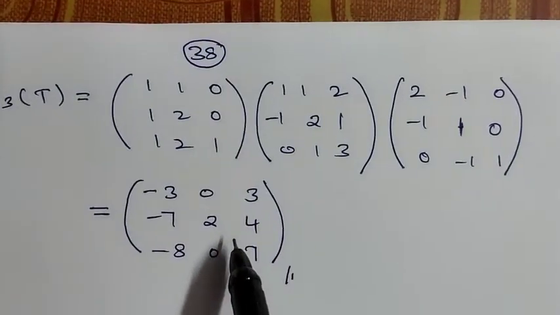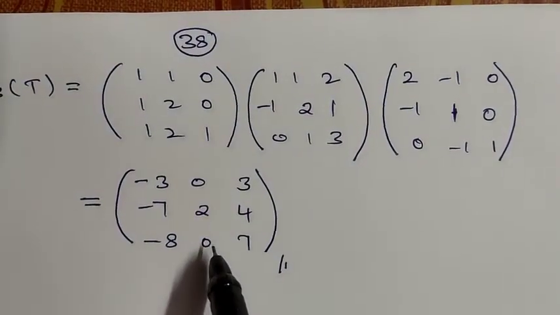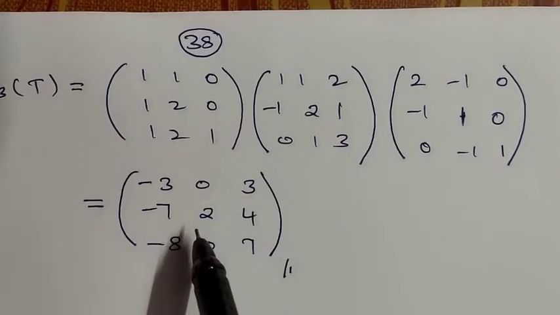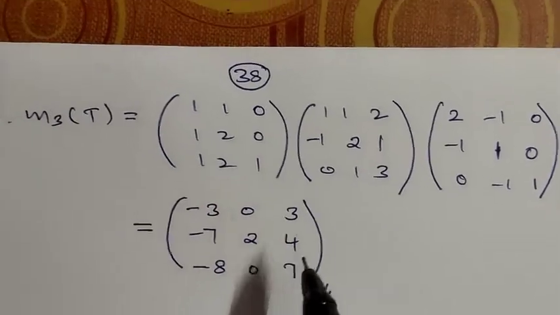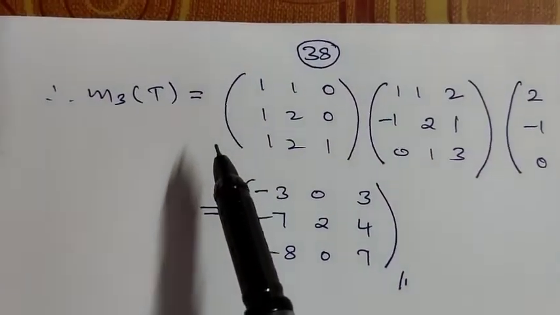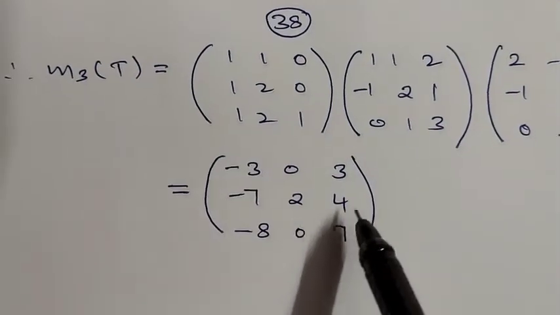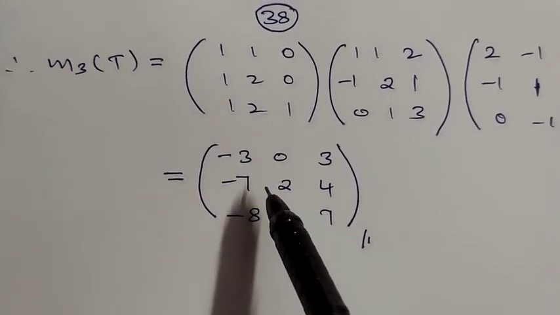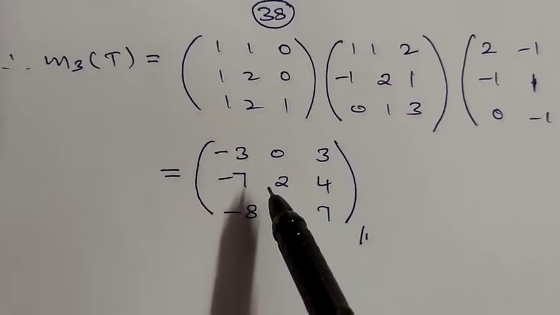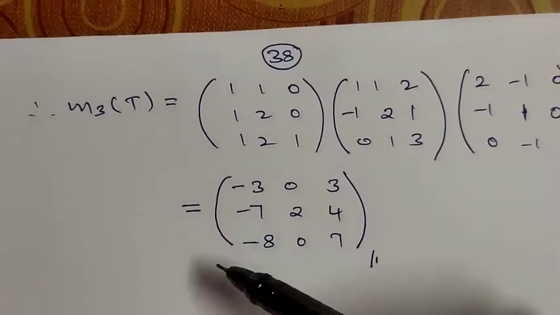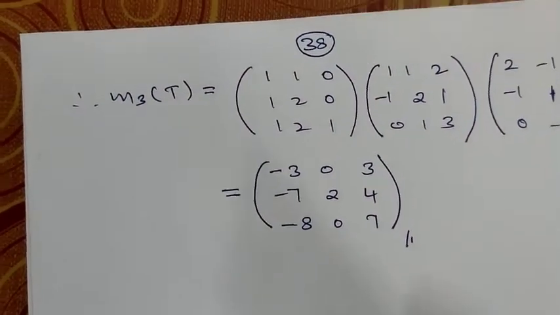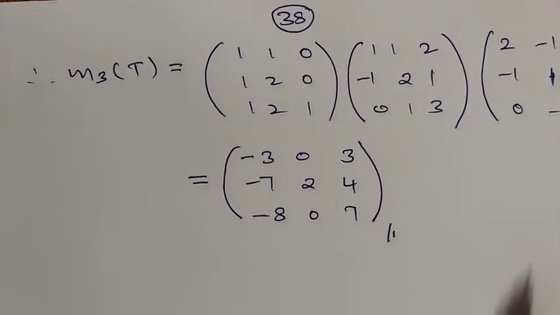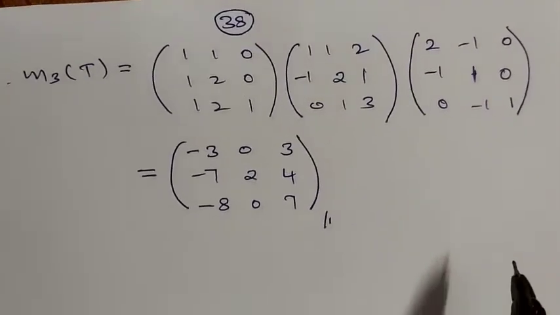So that you can find M3 of T to be -303, -724, -807. This is M3 of T. This is the matrix of the same transformation T with respect to the set of basis elements W1, W2, W3. Understand this? So you can find it either the first way or this way, using the theorem or directly by finding the nature of the transformation.